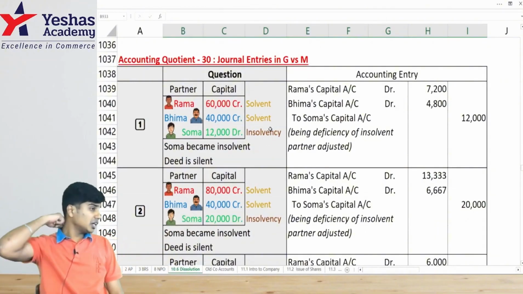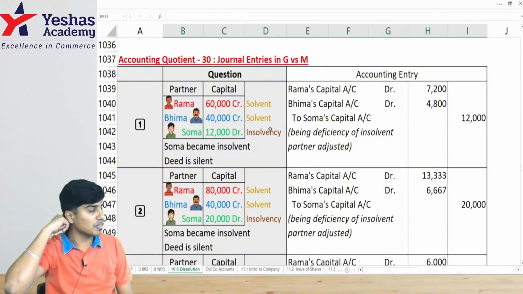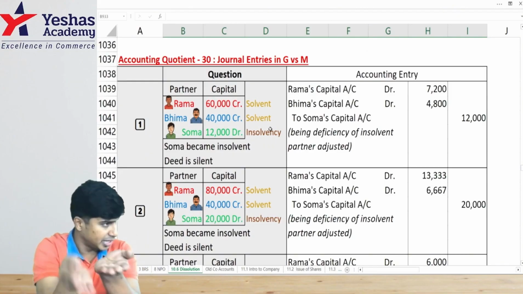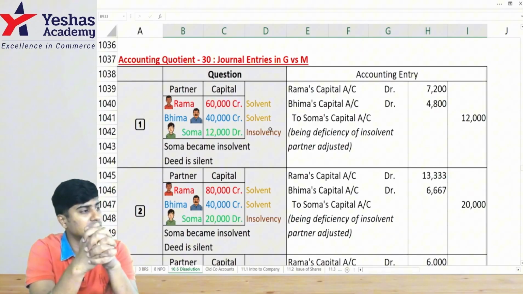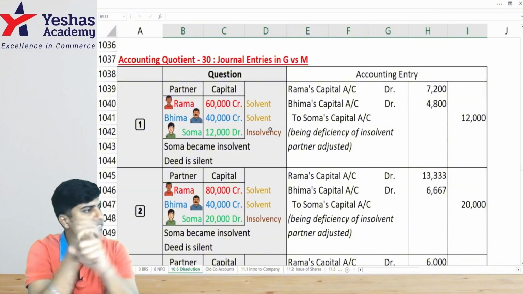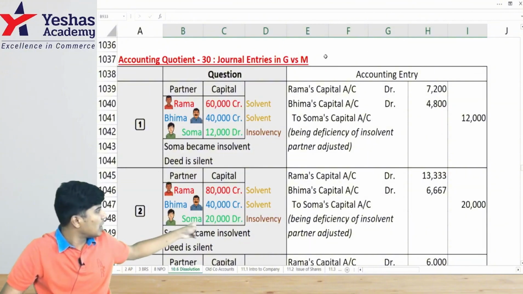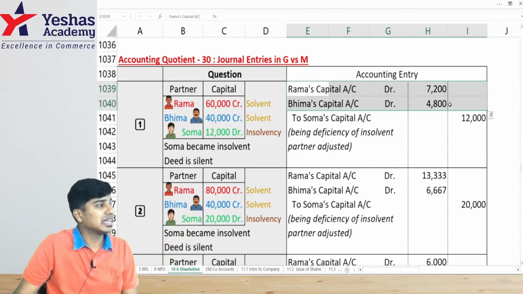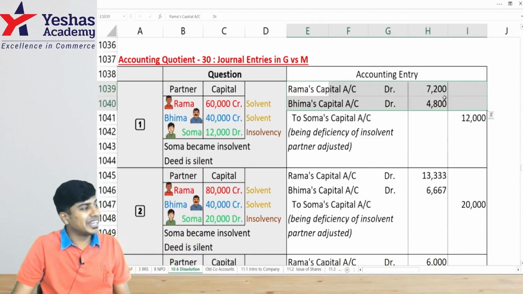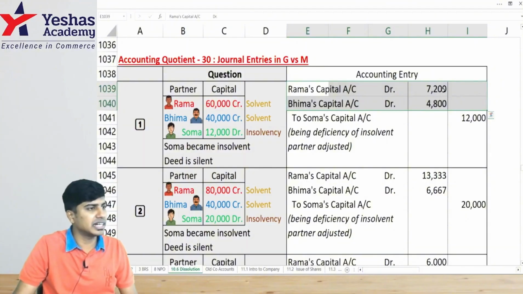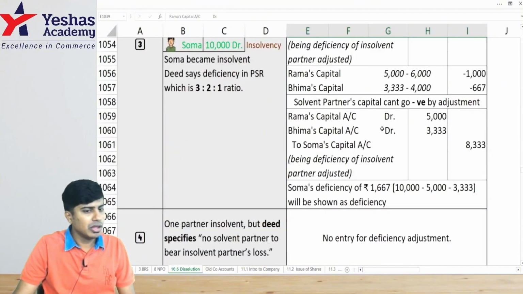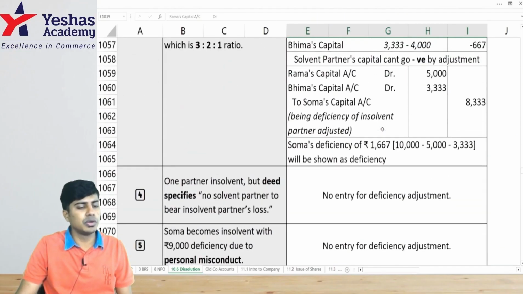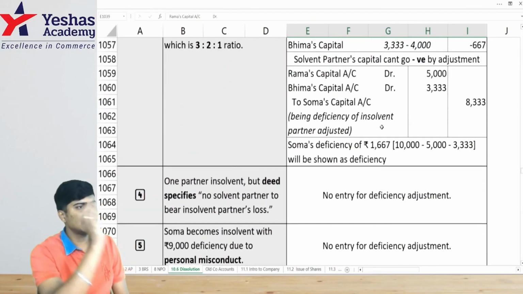What is the accounting entry to adjust the insolvency of one of the partners? Very simple. You credit the insolvent partner's capital deficiency and debit it to the solvent partners in capital ratio. For example, if Soma is insolvent, credit Soma and debit Rama and Bhima in what ratio? Capital ratio, to the extent they have a credit balance in their capital account. That's applying Garner versus Murray. One point that we did in the class when we were doing questions, I want you to note when we are doing problems later, is very simple.